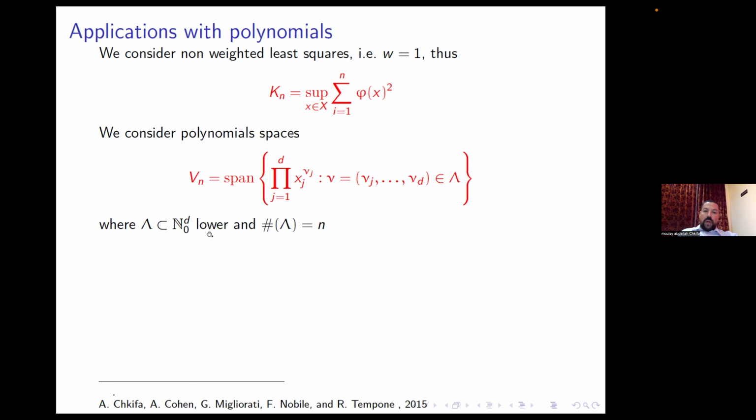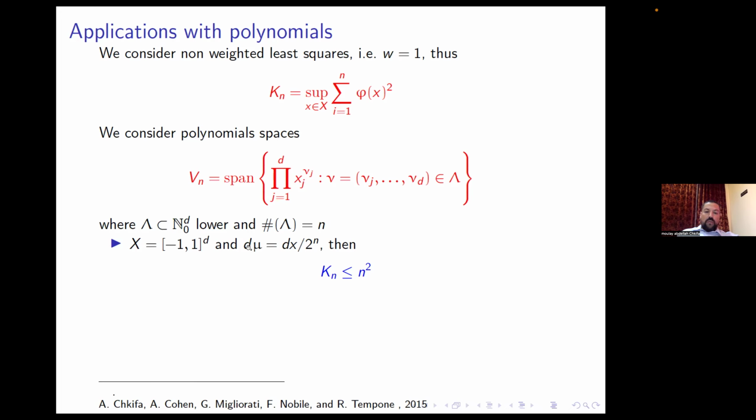I hope everyone knows what a lower set is, but a lower set is simply a set of indices in N0 to the d, where once you have an index, any index that is smaller component-wise also stays in the set of indices. So for such a space of polynomials, it can be shown that if we do weighted least square, actually this is not even related to least square, this is just deriving or upper bounding the quantity Kn for different types of probability measure.